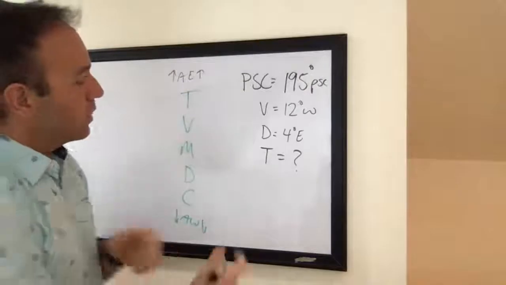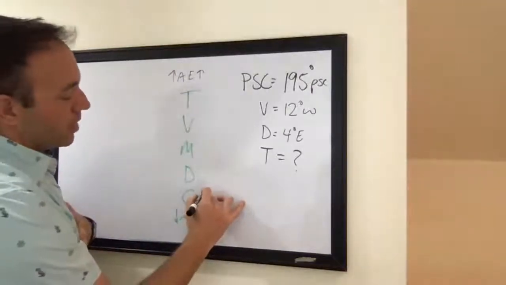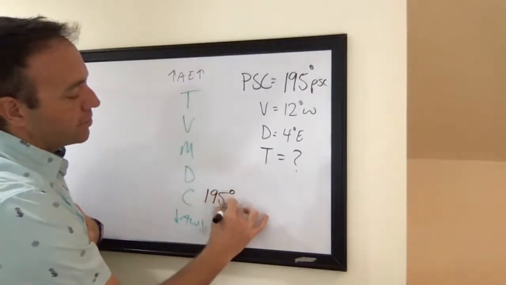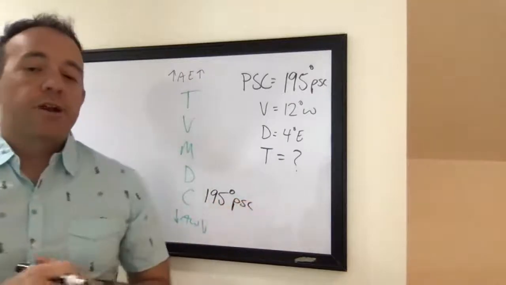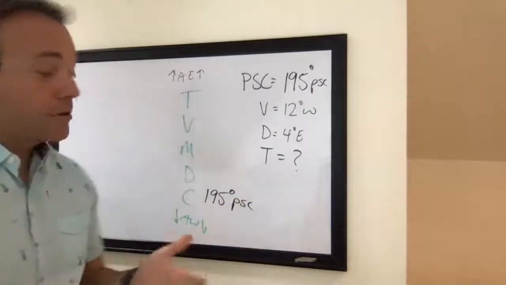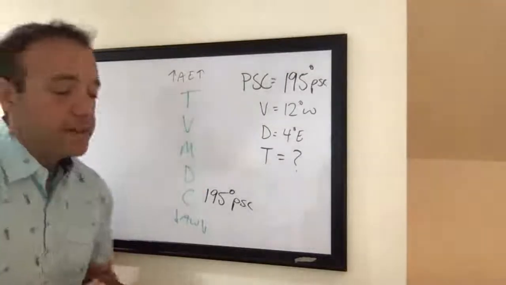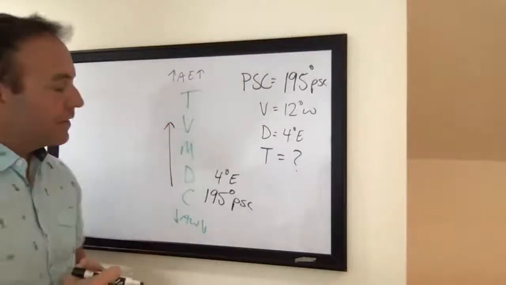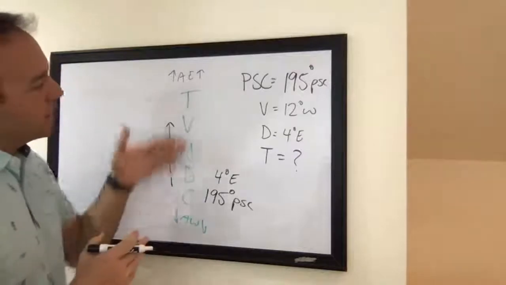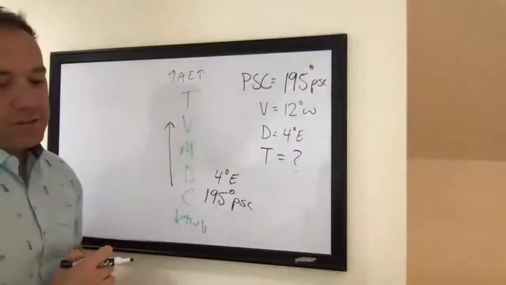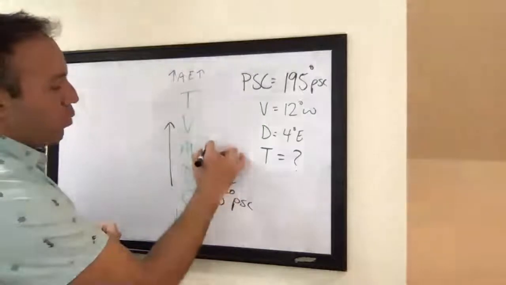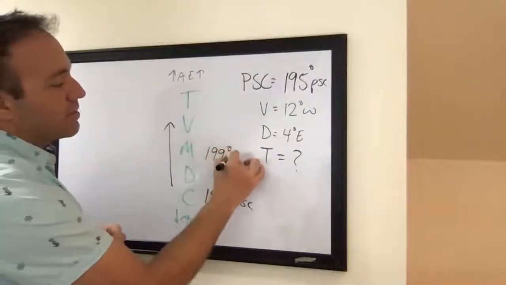So let's fill in what we know. C, or the compass course, is 195 degrees PSC. Per standard compass, per steering compass, per standard magnetic compass in the language of the problem. D for deviation: this way, do we need to add easterly things or subtract easterly things? Well, we're going to add easterly things, so we end up with 199 degrees magnetic.